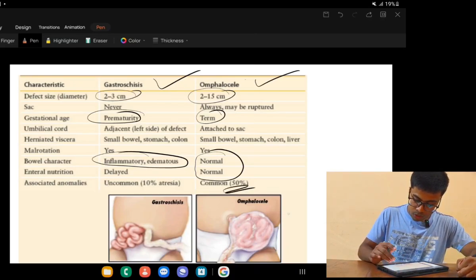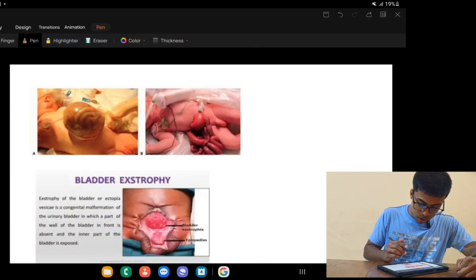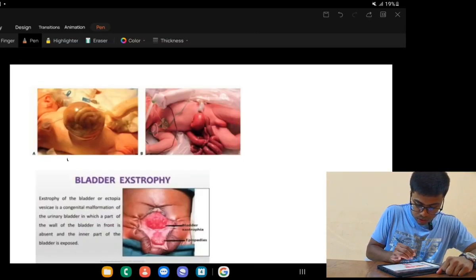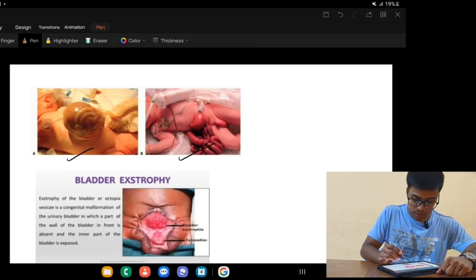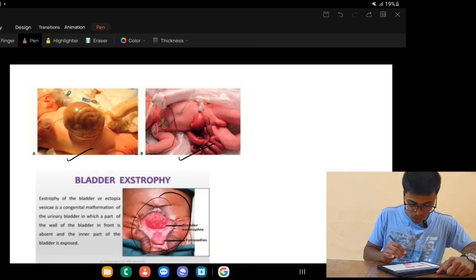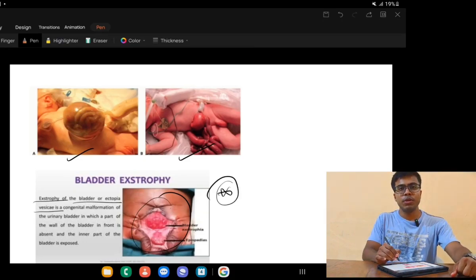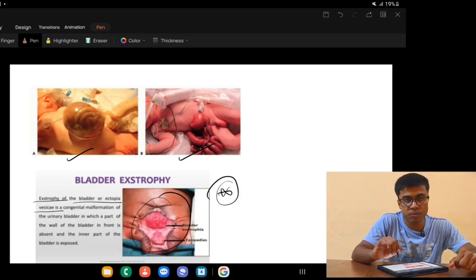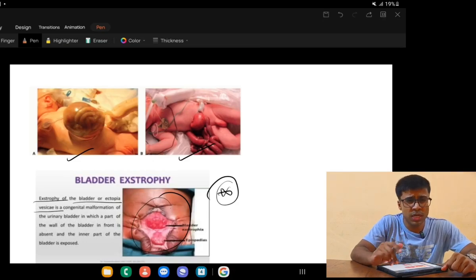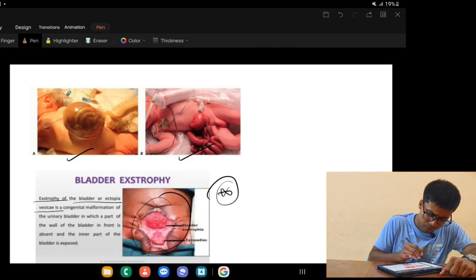The commonest type is this. Omphalocele looks like this. This is omphalocele. This is gastroschisis. Bladder exstrophy is one more that sometimes confuses us: exstrophy of the bladder, or ectopia vesicae. It looks like this. Questions can be given directly, image-based. This January FMGE had a question related to omphalocele, so you can diagnose it very well.